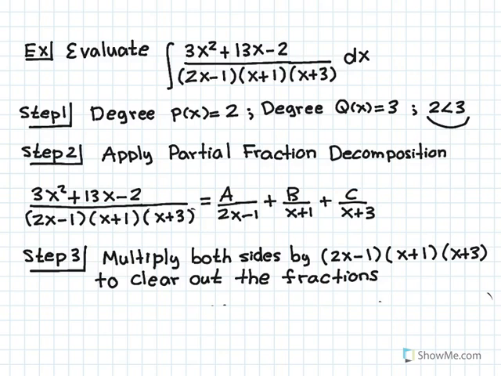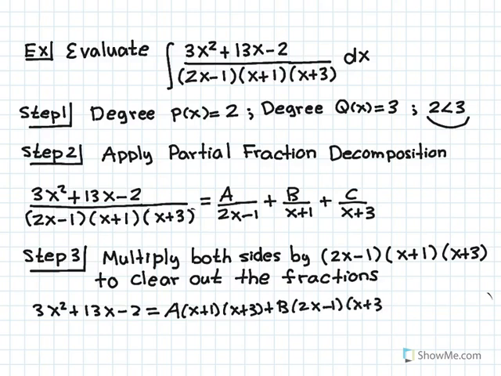The third step is to multiply both sides by (2x − 1)(x + 1)(x + 3) to clear out the fractions, to clear out the denominator. So multiplying on the left-hand side, we will get 3x² + 13x − 2 is equal to A times (x + 1)(x + 3) plus B times (2x − 1)(x + 3) plus C times (2x − 1)(x + 1).